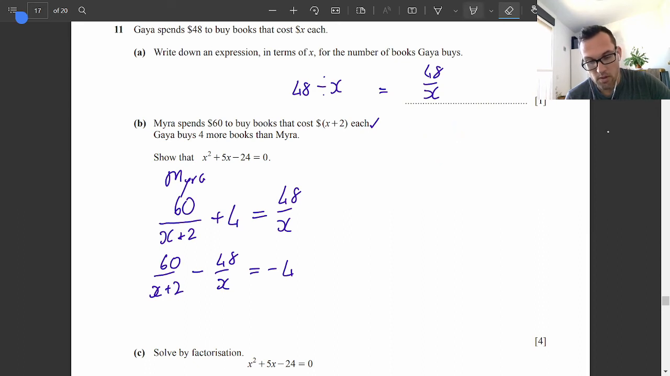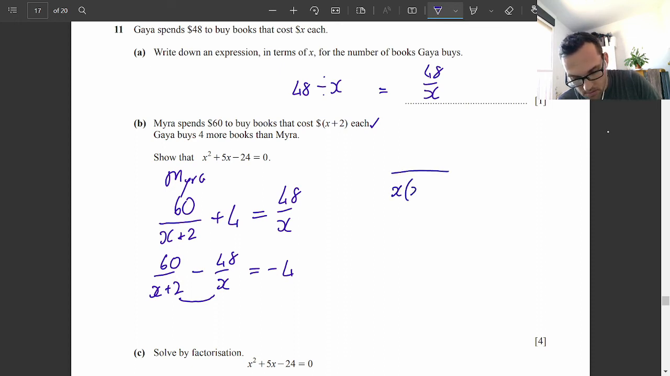Okay, it's also called the smiley face method. We need to multiply these 2 denominators together to get a common denominator. That will give us X times X plus 2. Okay, then because we multiplied the X plus 2 by X, we need to multiply the 60 by X as well. That will give us 60X. Then there's a minus in the middle, yeah? Don't forget that minus.